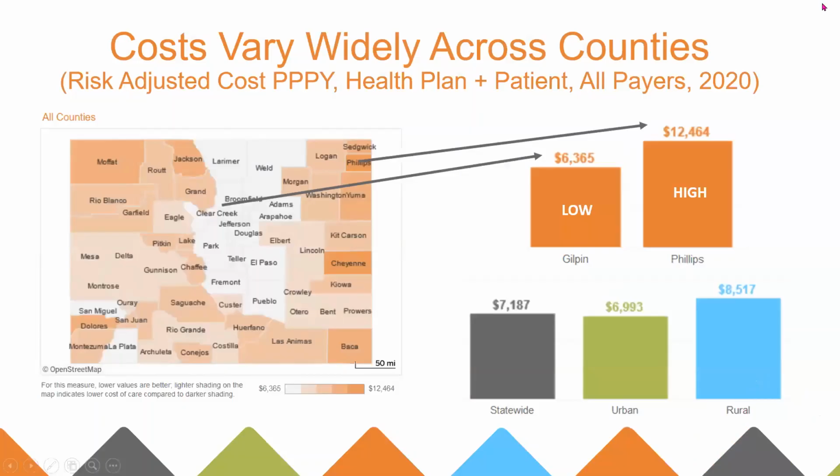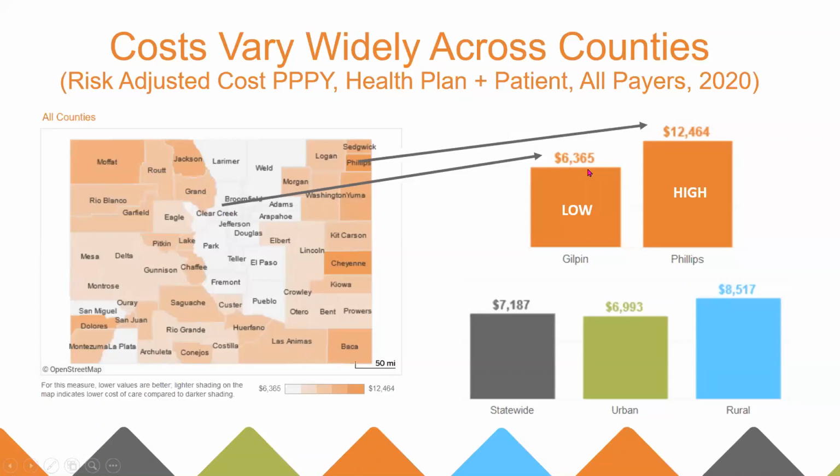So the story is not the same, though, for each county. Not all counties are increasing at the same rate or across the same sort of services. So I looked at the map and our underlying data and pulled out the two counties at the low end and the high end of the cost per person per year. This is, again, the risk adjusted health plan and patient. Gilpin is a small county just south of Broomfield, if you're not familiar with Colorado, a little more affluent probably than some of the other counties.